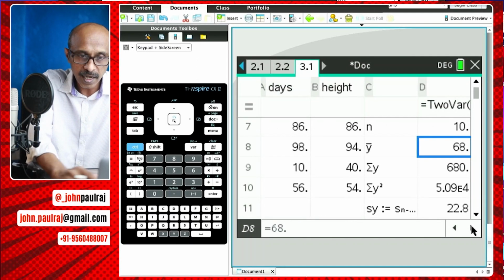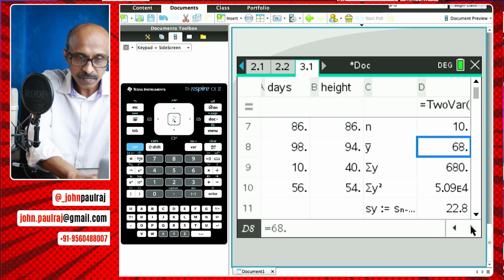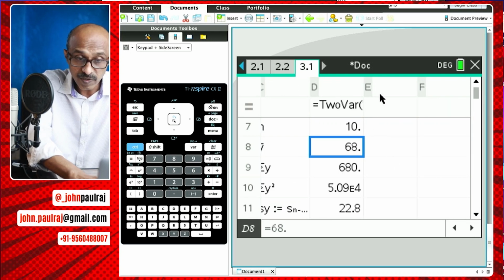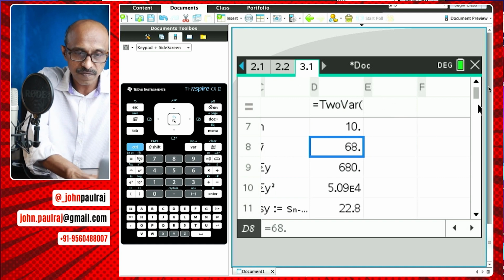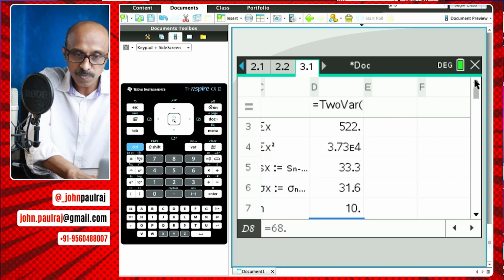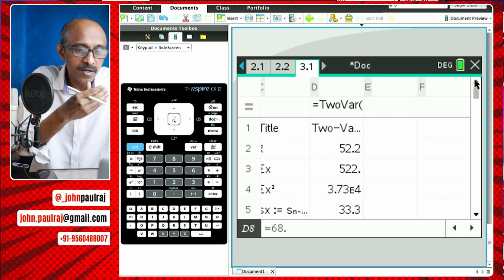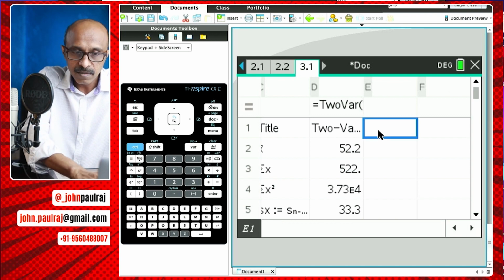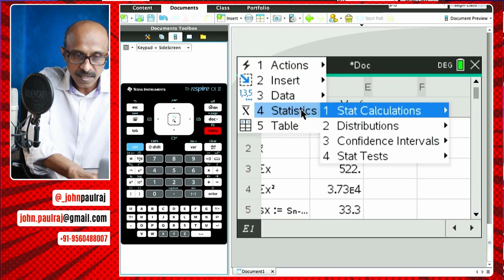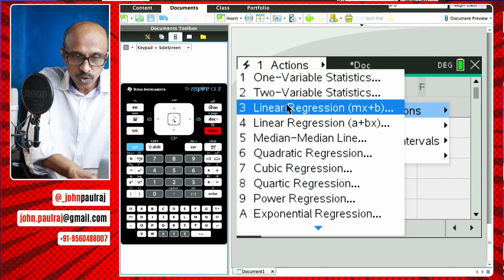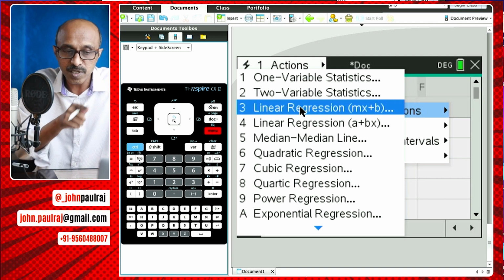So I go to this data, okay? And what I'm going to do is that, because it's a regression question, I just want to make sure which column is free. Column E is free. Remember that, okay? Column E is the first column that's free. Now, when it's a question purely on regression, like this question, and it's not asking mean or any of those statistics, then you can directly run the regression equation. So menu, statistics, stat calculations, choose this number 3, which says linear regression mx plus b.